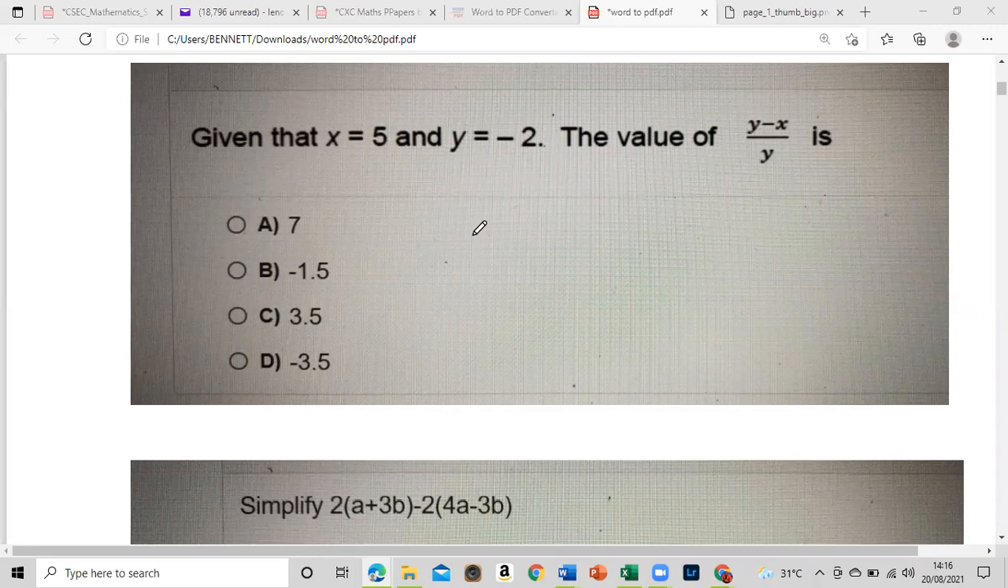Given that X is equal to 5 and Y is equal to minus 2, then the value of Y minus X divided by Y is, this is what we call a substitution. So I'm going to give you guys 20 seconds to finish that. It's very simple.